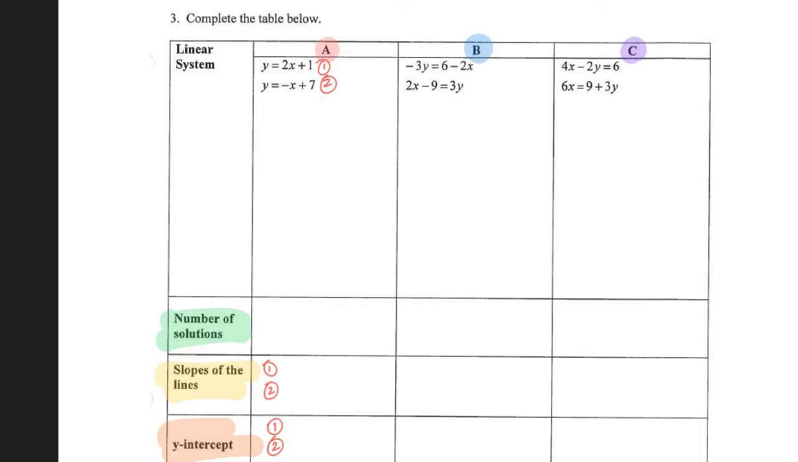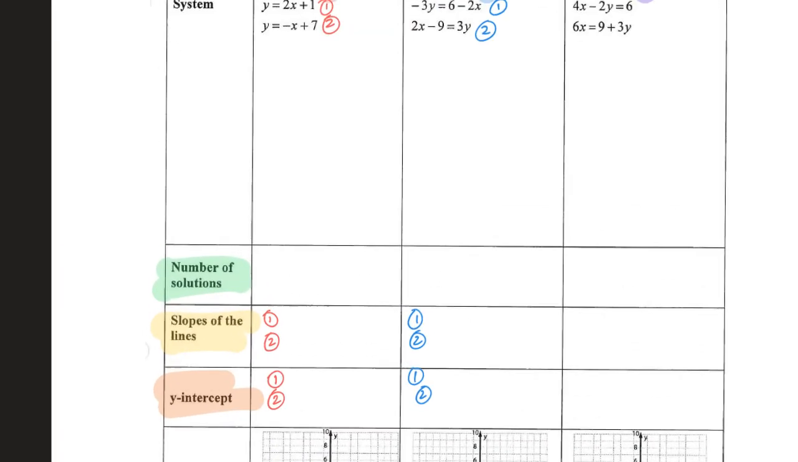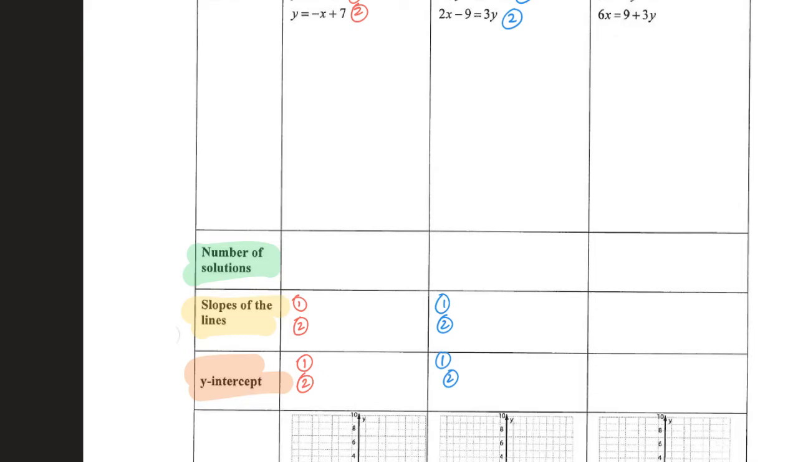In B, you're going to give me equation 1 and equation 2, and we're going to do the same. As you work your way through, that's how I'd like us to fill in this table. We are going to fill it in: step 1, then step 2, and then I want you to try to answer the green. Okay, so we're going to hop around a little bit on this page.